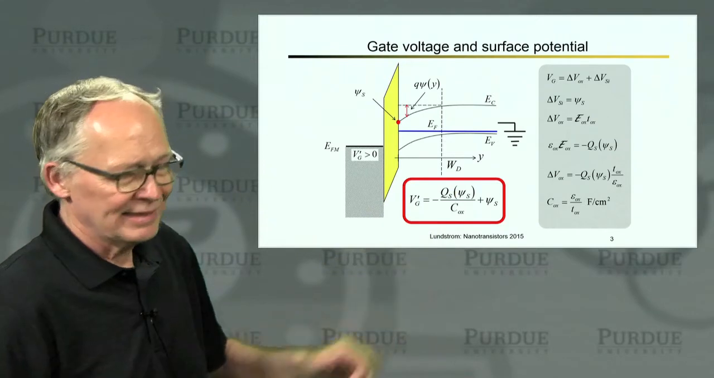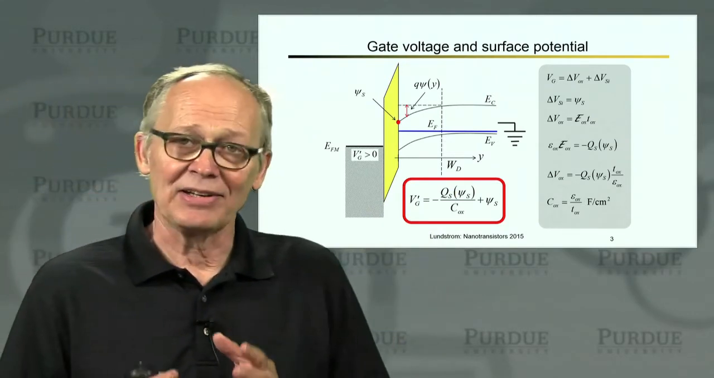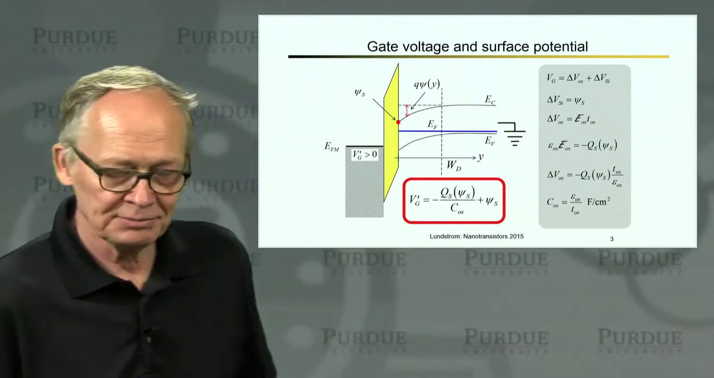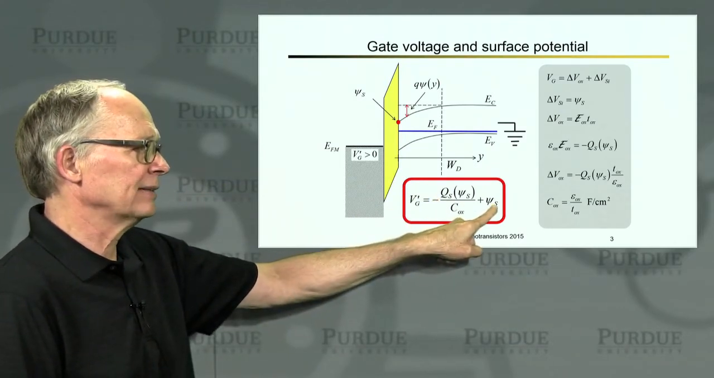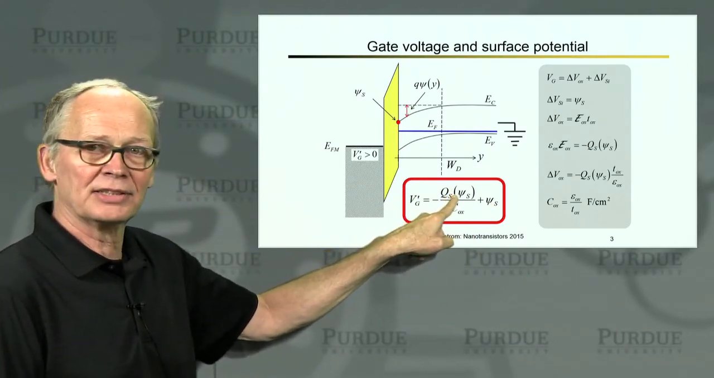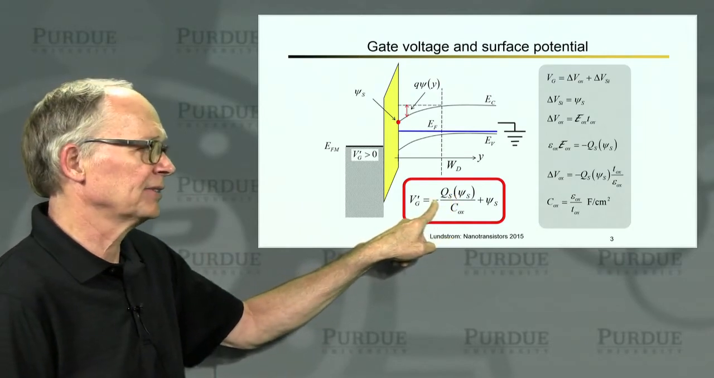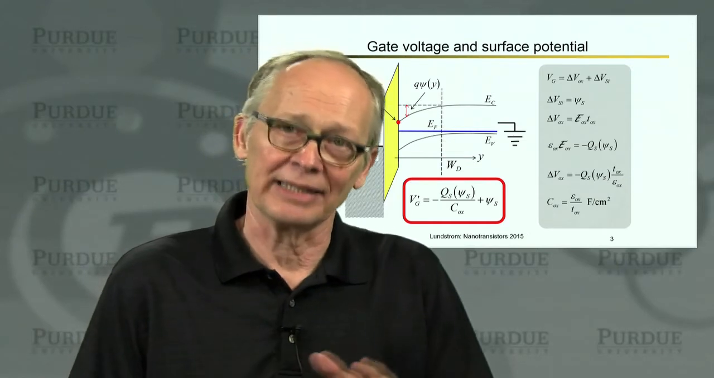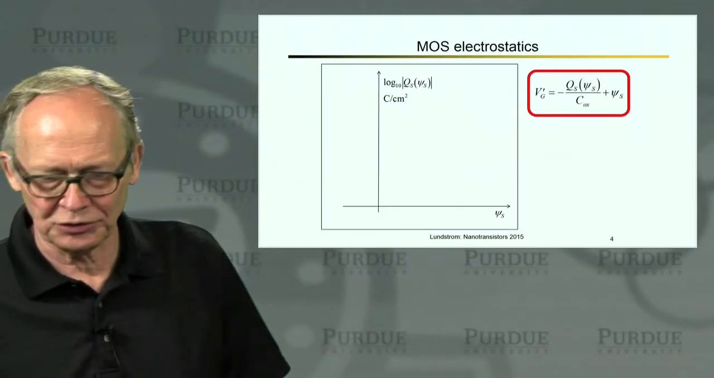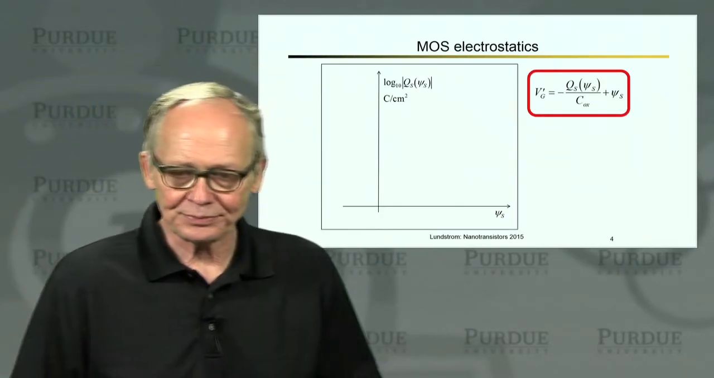Notice that in this condition, I have a negative charge in the semiconductor, so the minus sign means here my surface potential is positive. That gives me a negative charge in the semiconductor, but I have a negative sign out here, so both terms in this equation are positive. They simply add up. Two different contributions to the gate voltage.